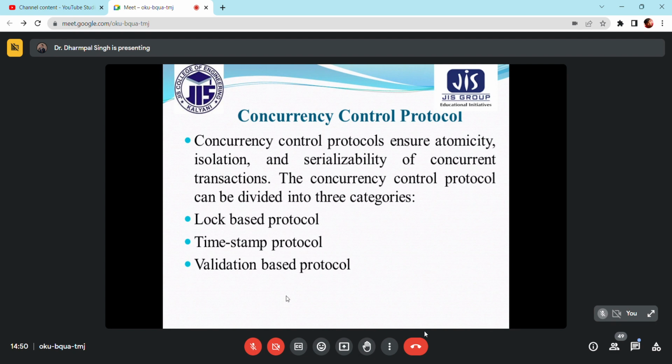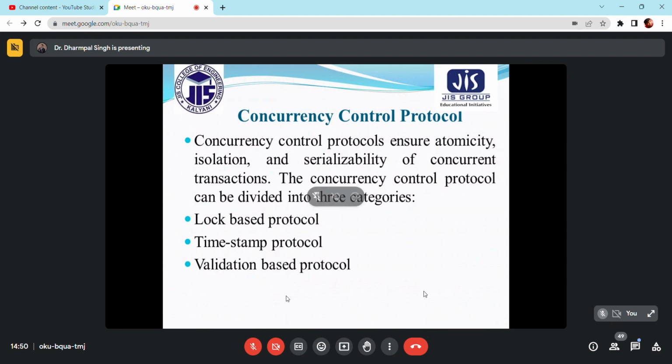Not the ID number, the transaction ID number will be there. Transaction ID means when the transaction starts, obviously a transaction ID will be generated, along with the operations the transaction can perform. Serializability shows that the transactions will be scheduled in different ways. Later on, in conflict serializability, I will explain that.